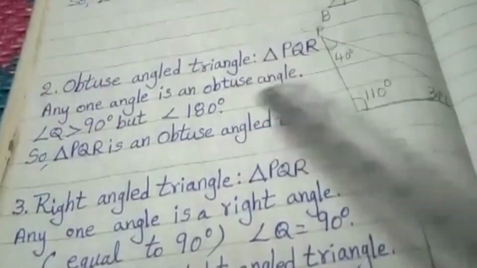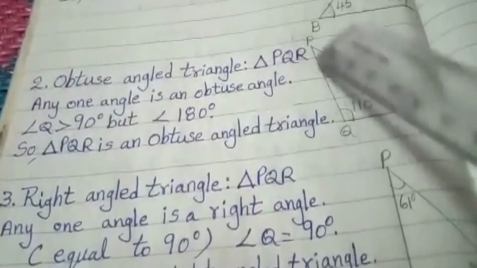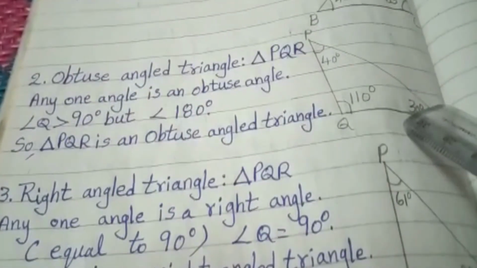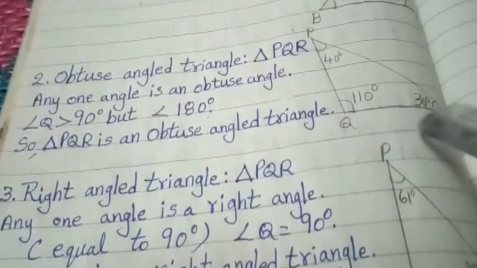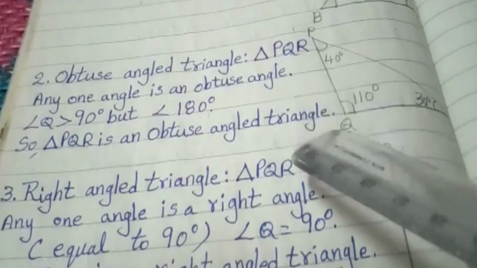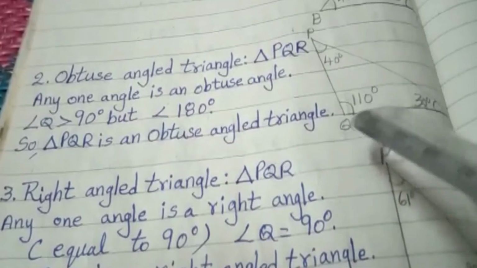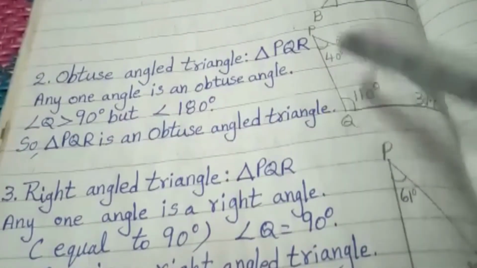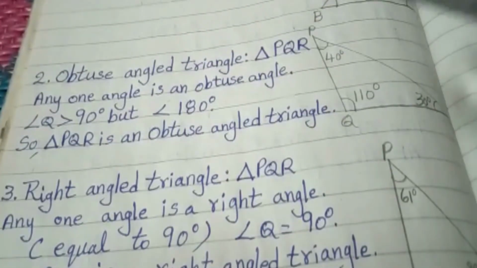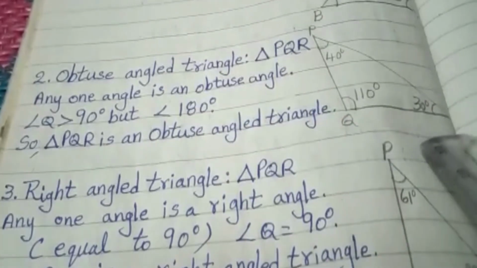Number 2. Obtuse angled triangle. Triangle PQR. Any one angle is an obtuse angle. Angle Q is greater than 90 degrees, less than 180 degrees. So, triangle PQR is an obtuse angled triangle.